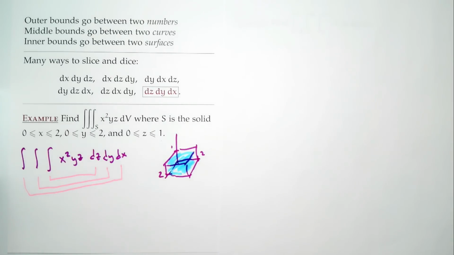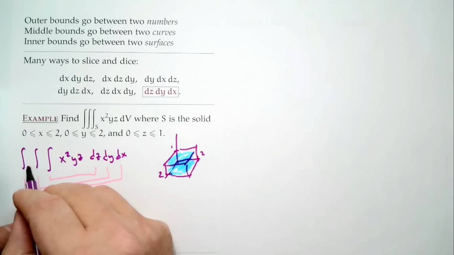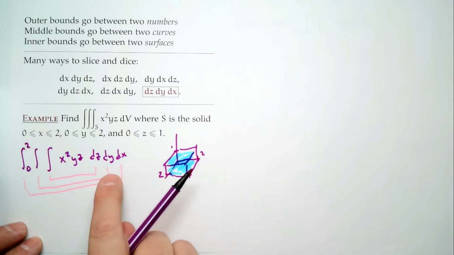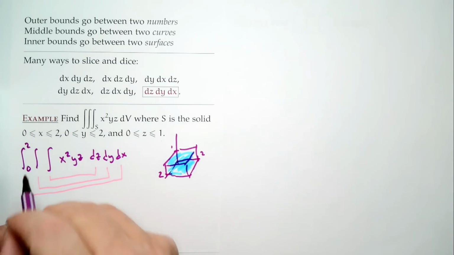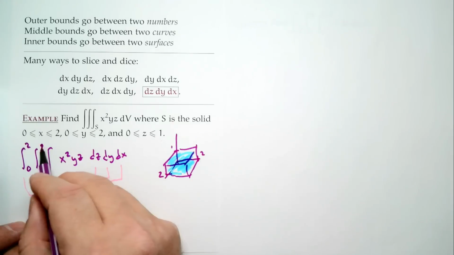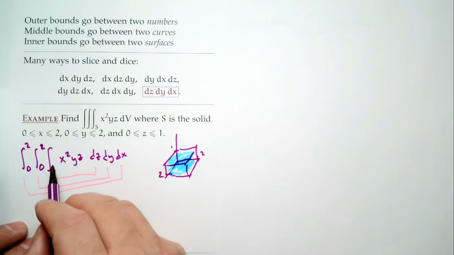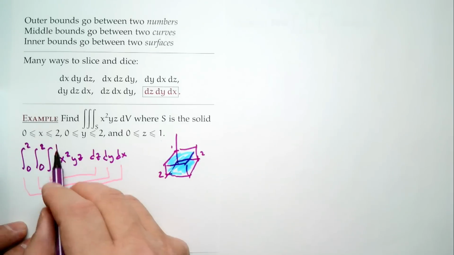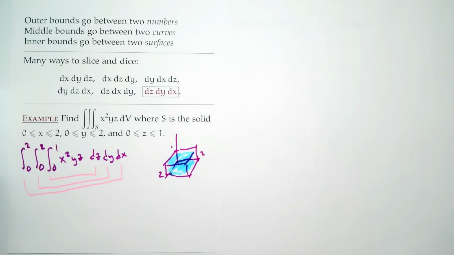Okay, so I like to work from the outside in. So where does x go between 0 to 2? Where does y go between 0 to 2? Where does z go between 0 to 1? All right.